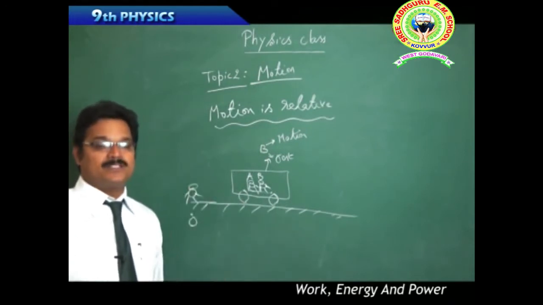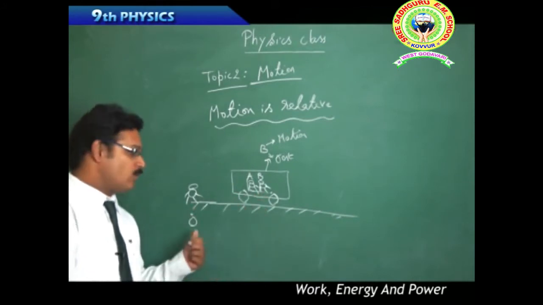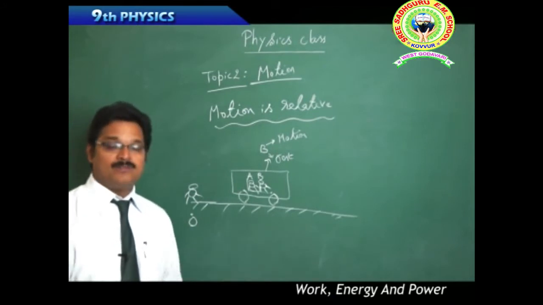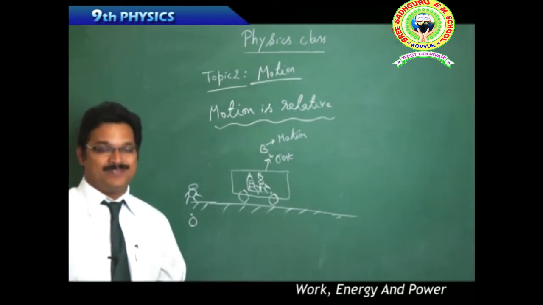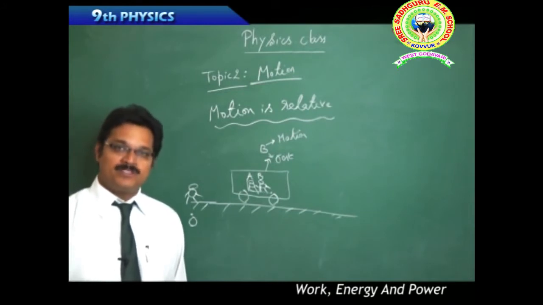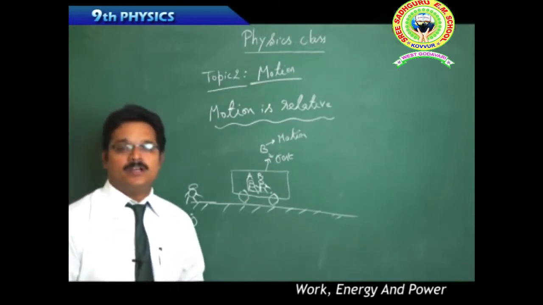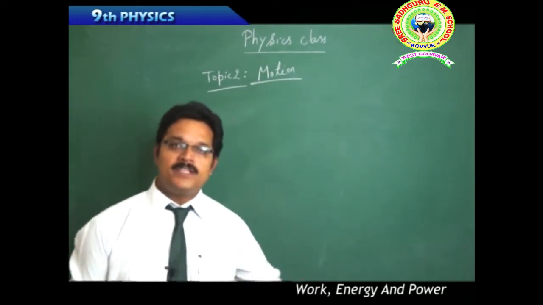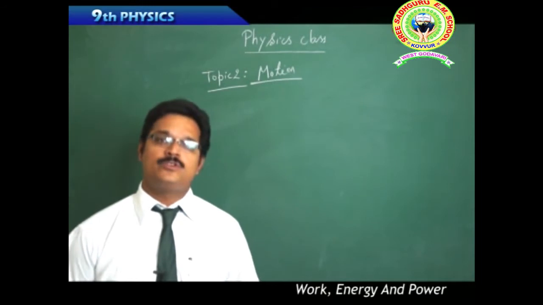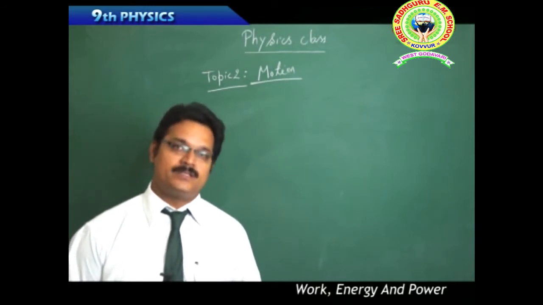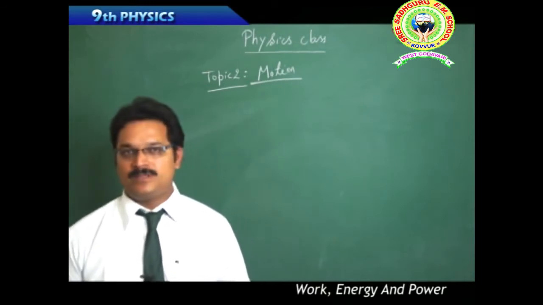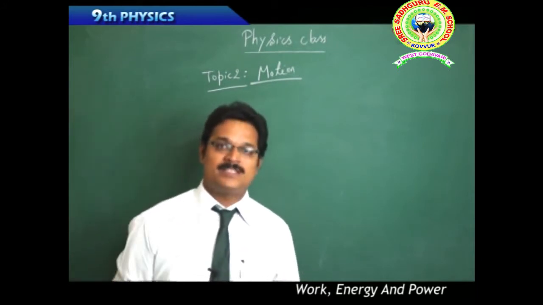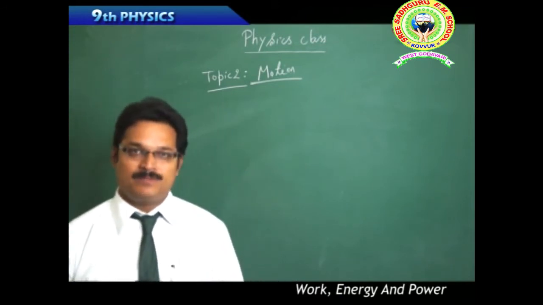Relative means comparable. It's a comparison between two observers. Here O is one observer and A is another observer. So I want to conclude that motion is relative, motion is not absolute. Right? I hope you understand. So next we move to the fundamentals in the motion topic. To understand more about motion, we should know some technical terms in physics like distance, displacement, speed, velocity, acceleration. So first we discuss distance and displacement.